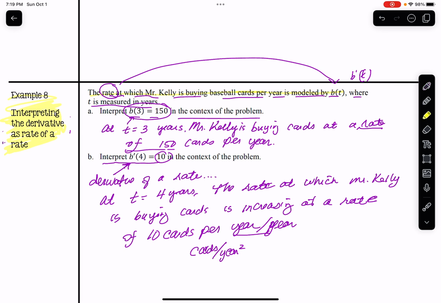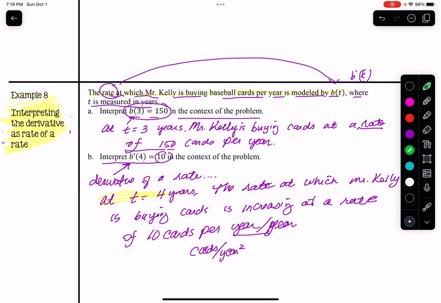All right, let's look at what we did. First, we talked about the time, and then we talked about what we had. This is the part where we talk about what we have, and what we have is a rate. So the rate at which Mr. Kelly is buying cards is, and then we put the word increasing or decreasing. In this case, it's positive, so it's increasing at a rate of, and then what the rate is with the units. So if you look, the rate is increasing at a rate. I hope that helps you understand.